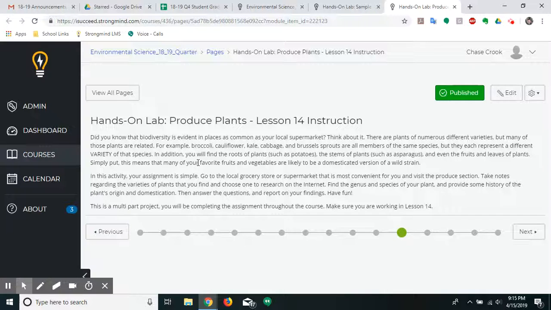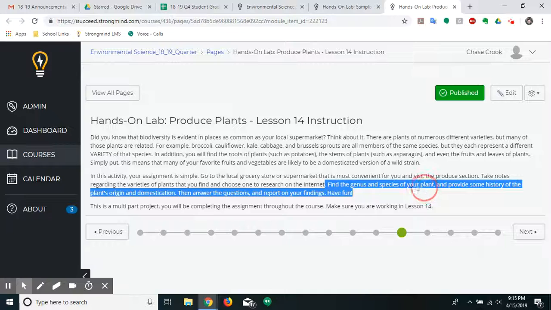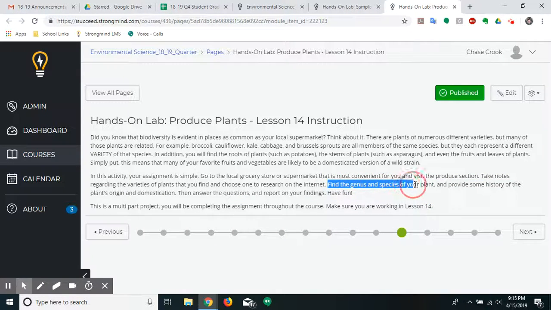Okay. And it says right here, find the genus and species name of the plant and provide some history of the plant's origin and domestication. This is really important, you guys, because this is actually a big topic lately with GMOs, genetically modified organisms, and gene therapy. Humans in science, we are actually manipulating, genetically modifying, and engineering different produce to help us support the bigger population size that we have today on Earth.